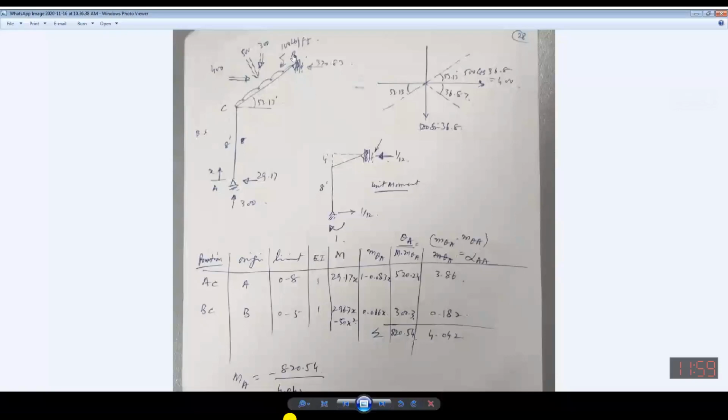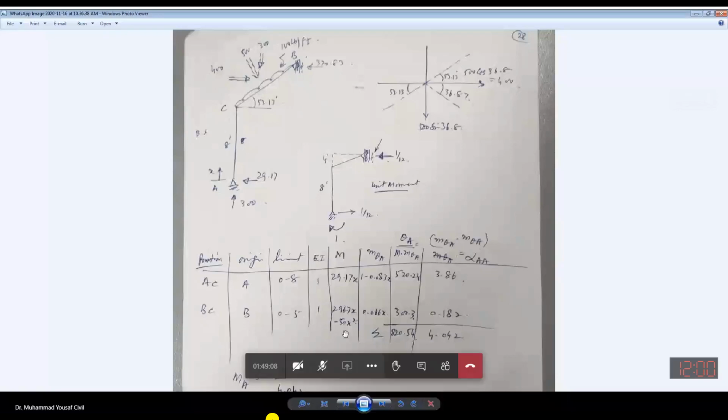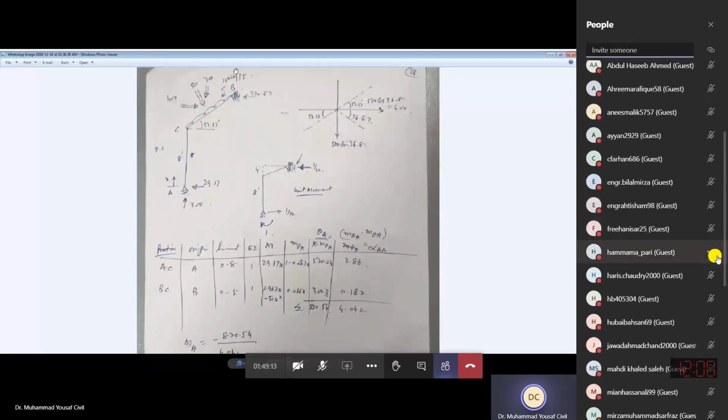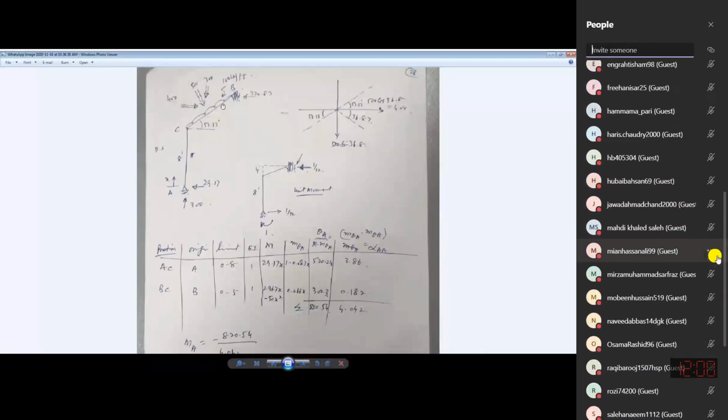So it will be 296.7, acting this way, perpendicular to the underside of this beam, into x. Because this will be moving upward and creating tension inside, it will be positive. And then the other part which will be acting will be 50x squared. This is due to this 100 portion that you take, 100 into x by 2.